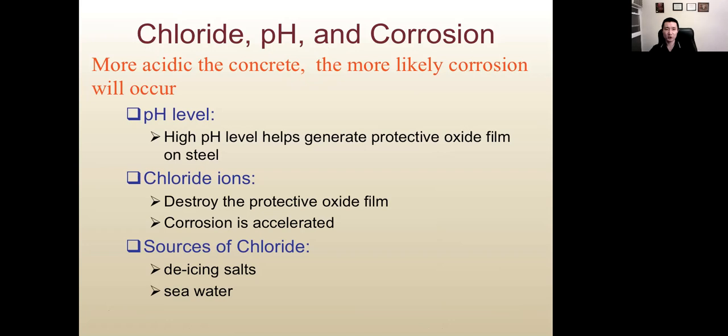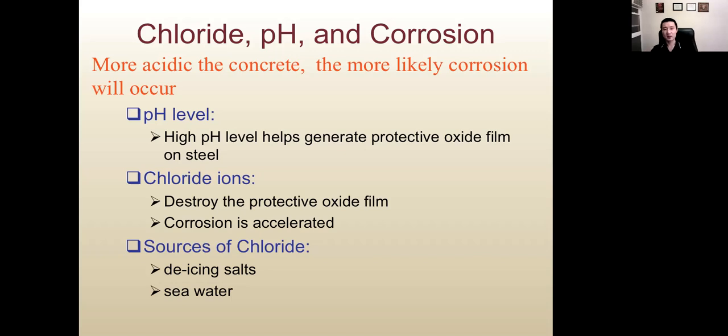The pH level and the concentration of chloride have a strong effect on corrosion of reinforcement. Basically, the more acidic the concrete, the lower the pH level, the more likely corrosion will occur. The reason is that a higher pH level helps generate a protective thin oxide film on the steel surface. That thin film protects the steel from further corrosion. Reduce the pH level, the thin film will be damaged, so corrosion will start.